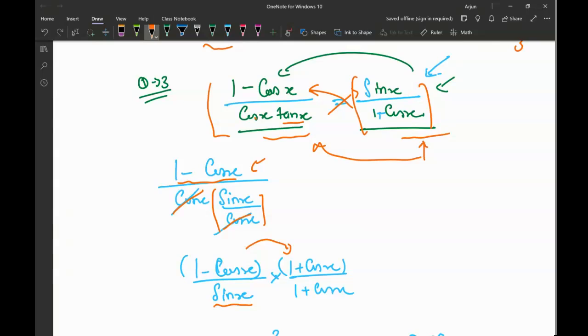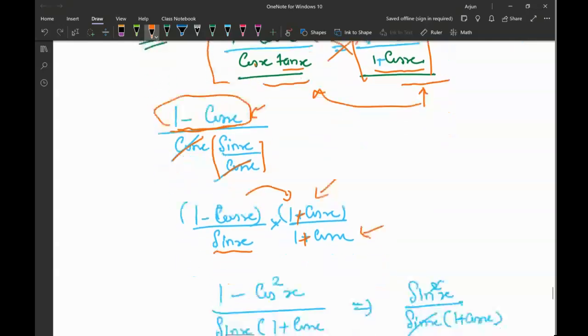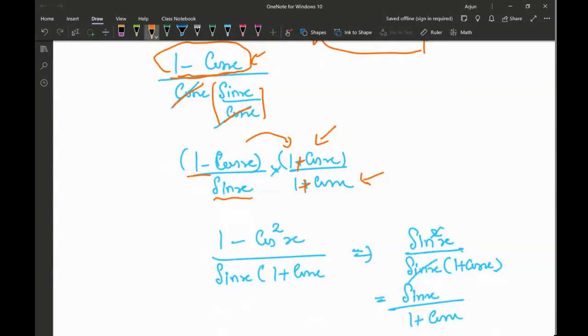Why? Because I will always keep an eye on the right hand side. What I want here is 1 plus cos x on the bottom, and I can clearly see 1 minus cos x on top here. So I wanted to convert it into 1 plus cos x on the bottom, so I will rationalize the numerator in this case. So multiply by 1 plus cos x divided by 1 plus cos x, and that on top leads to a minus b times a plus b, which is equal to a squared minus b squared.